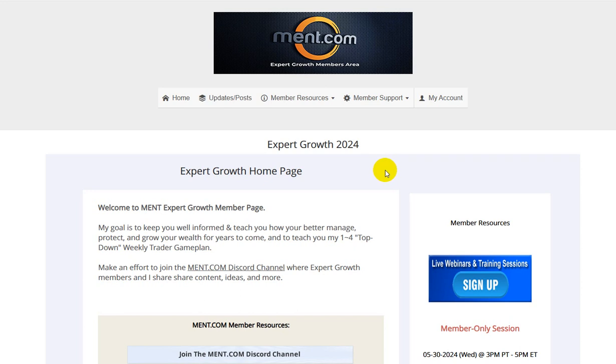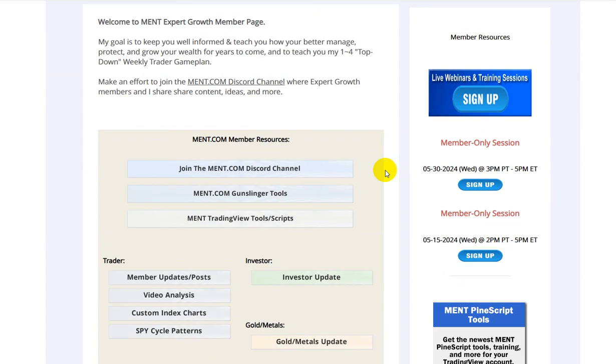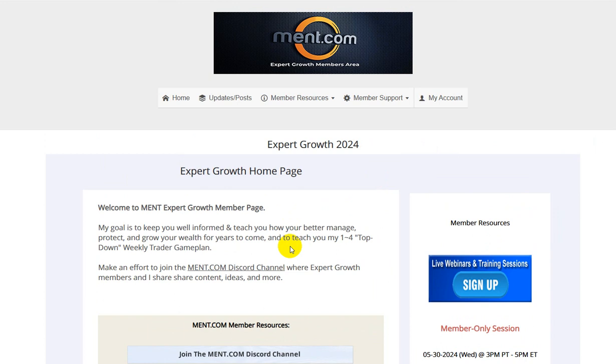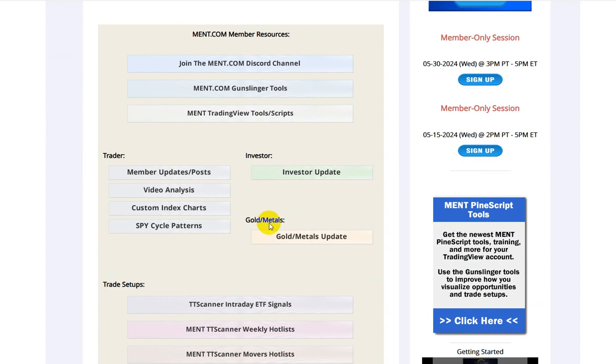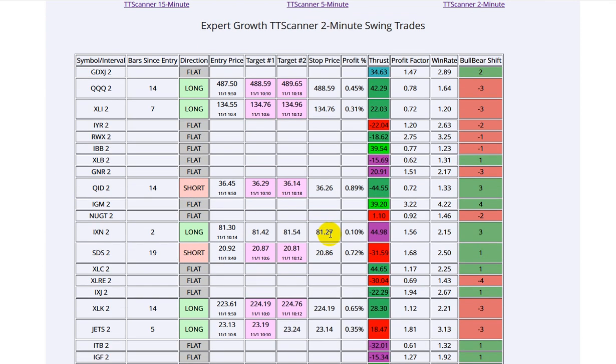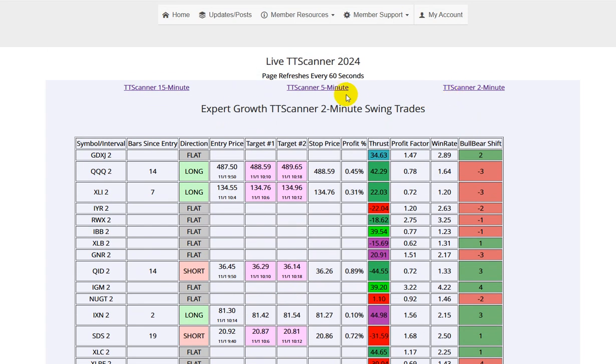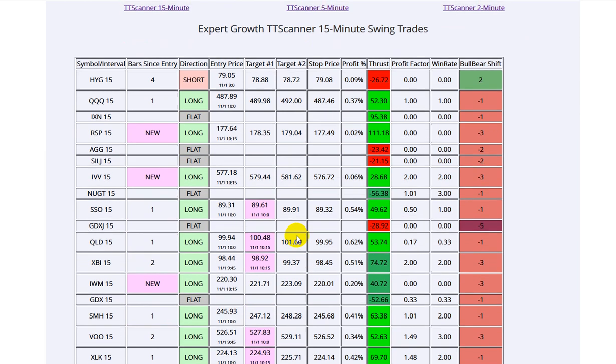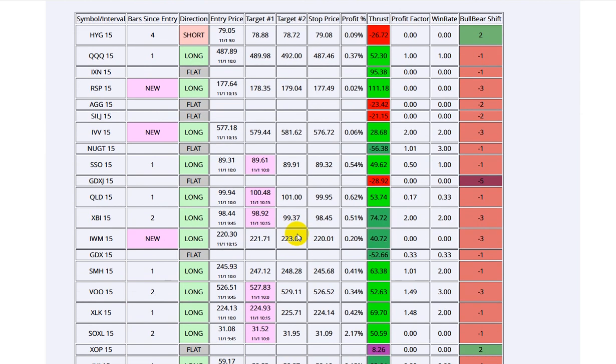This is Brad Matheny, and a member just asked about my TT Scanner software. So what I wanted to do was highlight some things. There's been a lot of interest now in the live TT Scanner Hotlists. The live TT Scanner Hotlists run on my server, update every 60 seconds. They are based on 2 minute, 5 minute, and 15-minute triggers. They're a great way for traders to come in here and watch sector rotation.